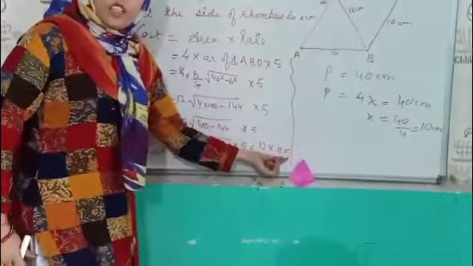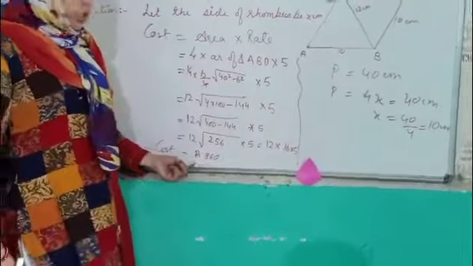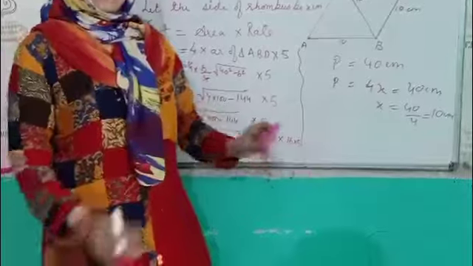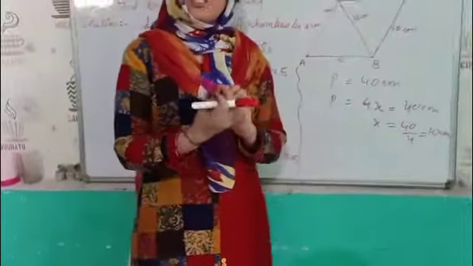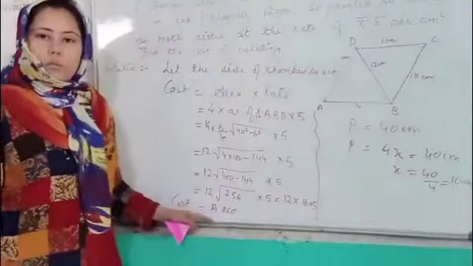12 into 5 is 60. 60 into 16 you will get 960. So the cost of painting the rhombus sheet on both sides is 960. That is your answer.